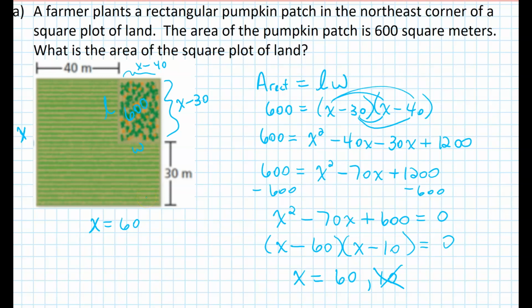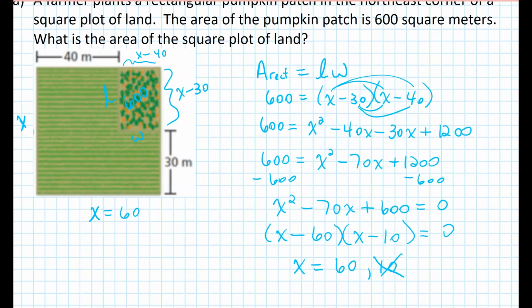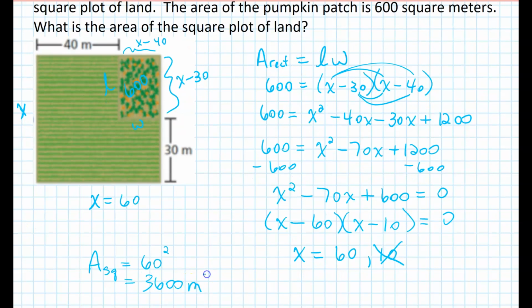Are we finished? No, because what did it ask for? It asked for the area of the square plot of land. So the area of the square plot of land would be what? 3,600, or 60 squared. Square meters. Okay. What if I had asked for the dimensions of the pumpkin patch? Then what?